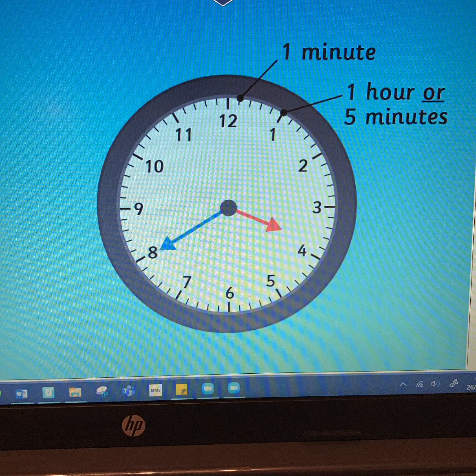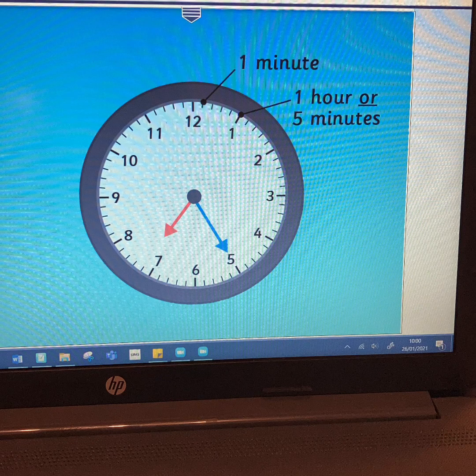Next one, how many minutes is it to the next hour? How many minutes to the next hour? Well, hopefully you can see it would be 5, 10, 15, 20. 20 minutes to the next hour. What time does the analog clock show? Well, 5 times 5 would be 25, so it's 25 past 7.